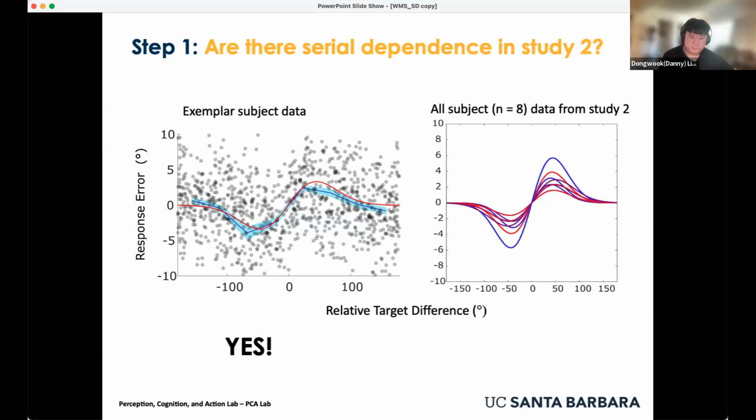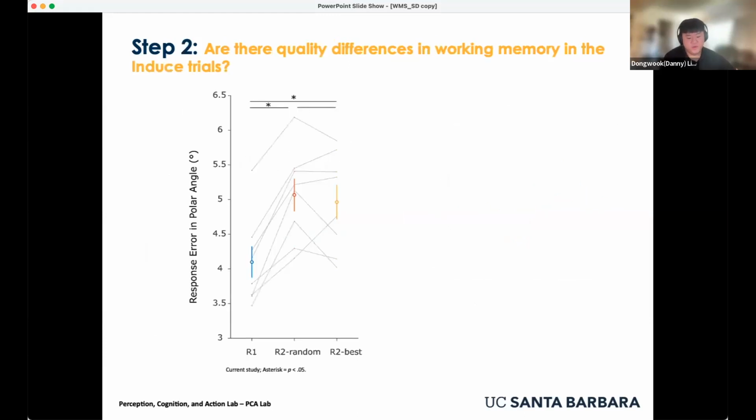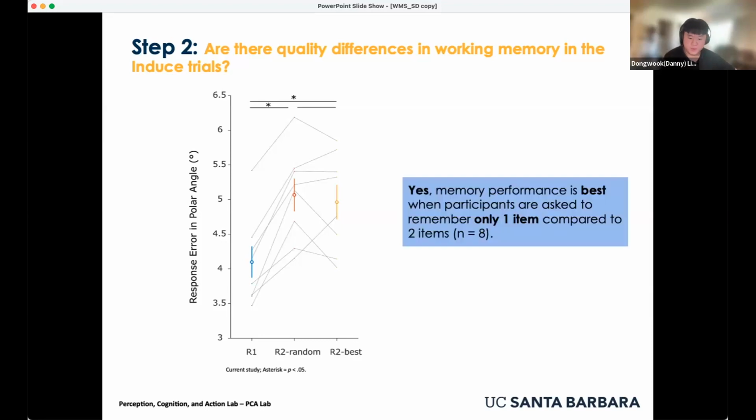So yes. Step 2, next we examine whether we successfully differentiated the level of memory quality in the induced trial. As we can observe in the plot, the response error for the R1 was the lowest, indicating the best memory performance when participants were asked to remember only one item compared to 2 items. Therefore, we can conclude that there is a difference in memory quality in the induced trial.